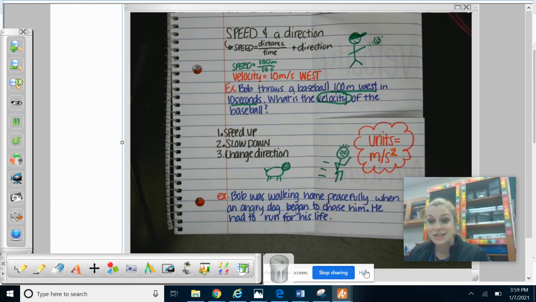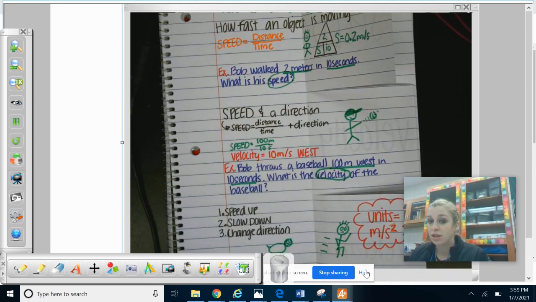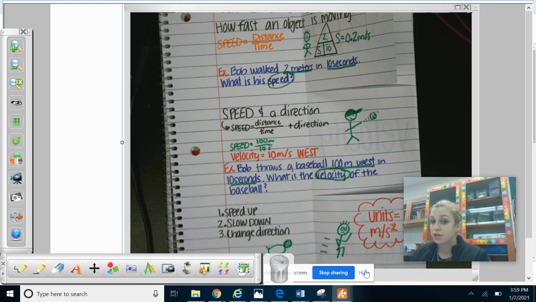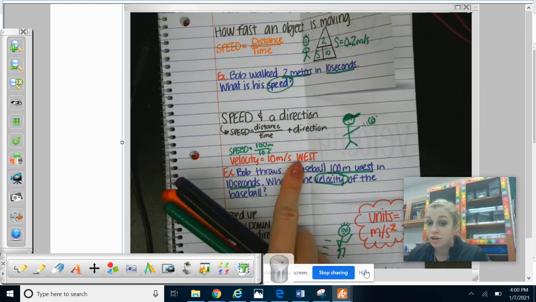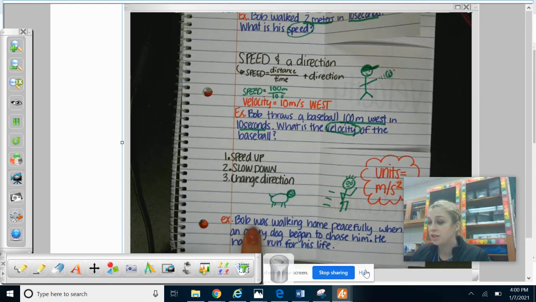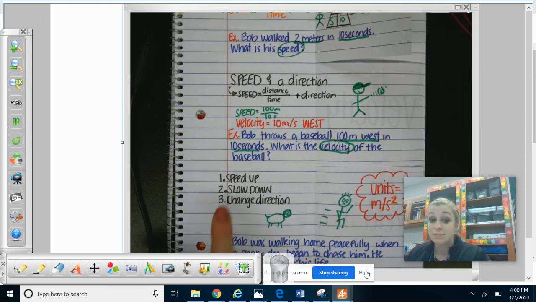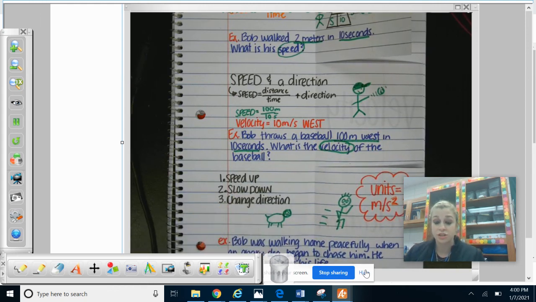But anyways, your next assignment is going to be deciding whether examples, statements, sentences, or pictures are an example of speed, velocity, or acceleration. Use your notes to decide. Make sure that if you choose velocity, there is a direction. Make sure that if you choose acceleration, it's in meters per second squared, or it says speed up, slow down, change direction.